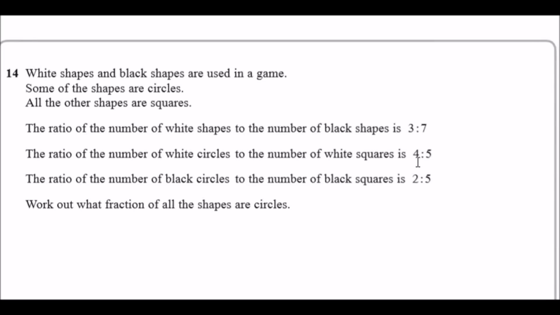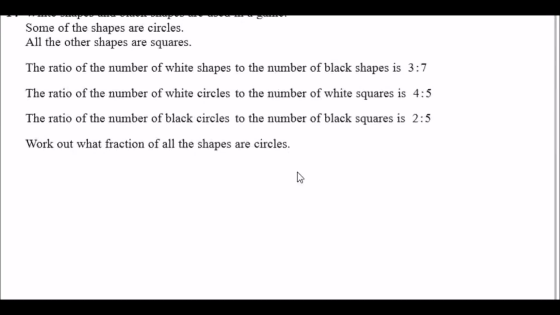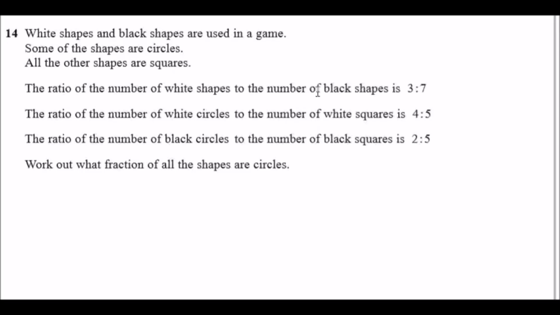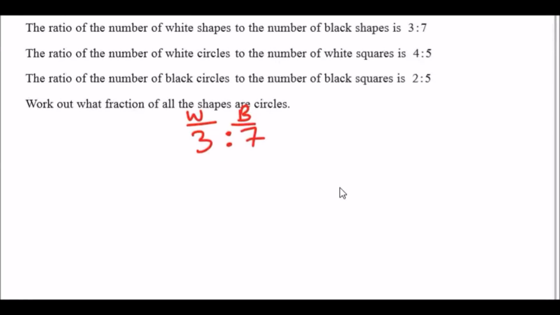Right, this one I heard infamous stories about. This is definitely one of the trickiest questions, but trust me, secretly it's easy. Let's have a look. So white shapes and black shapes are used in a game. Some of the shapes are circles, whereas every single else are squares. The ratio of the number of white to black shapes is 3 to 7. So let's put 3 to 7 here, and let's call this white and black shapes. So we have a total of 10 parts, but we'll get to that. Or we can also say 3/10 are white and 7/10 are black.